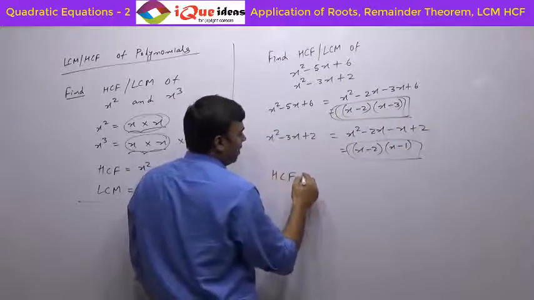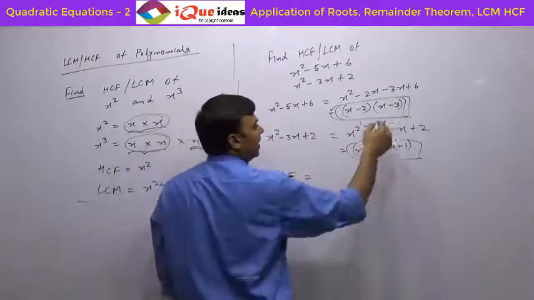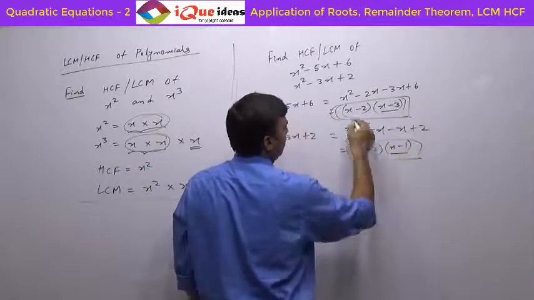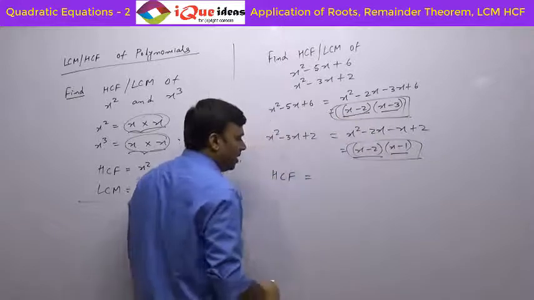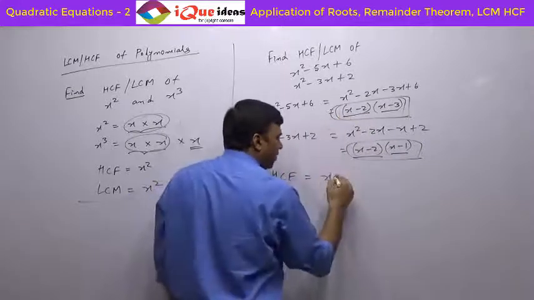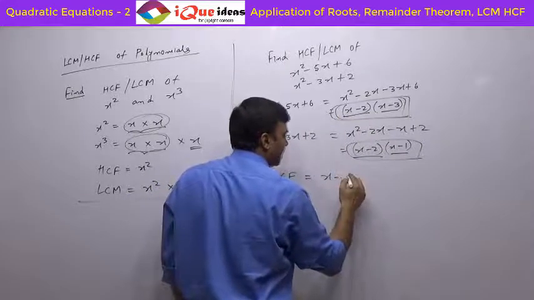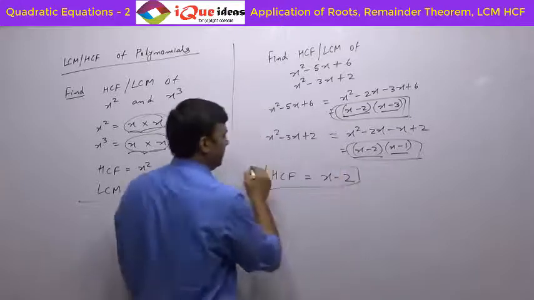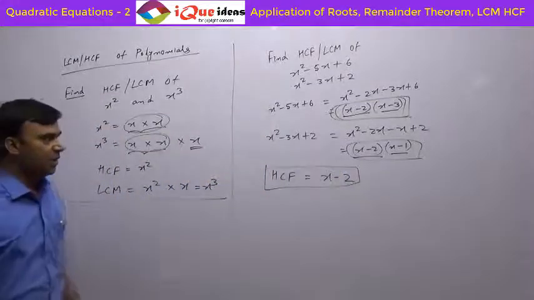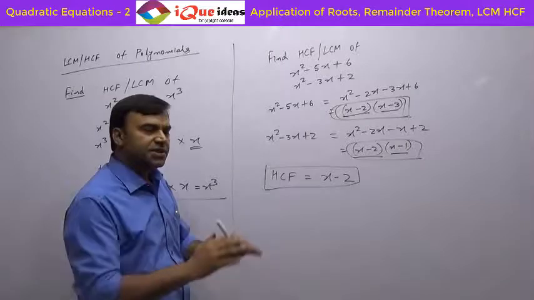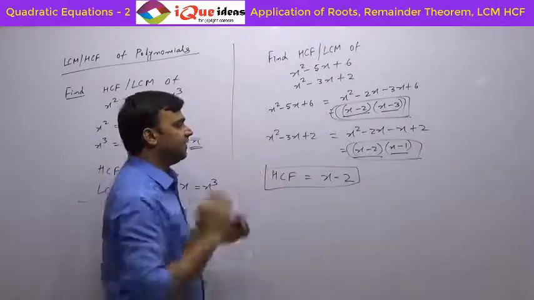Now look at this. HCF will be the total common part. Now what is common here? x minus 3 is not common, x minus 1 is not common, x minus 2, they are common. So HCF is only the common part written only once. So just x minus 2. This is the HCF of these two polynomials. So I repeat, whatever is the common thing, just take out. Only the common thing is the HCF.